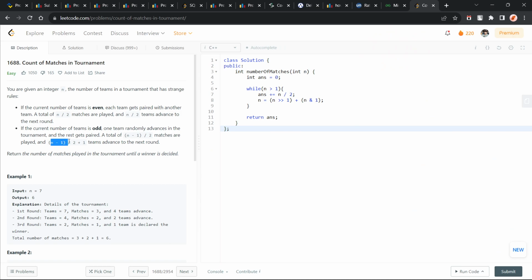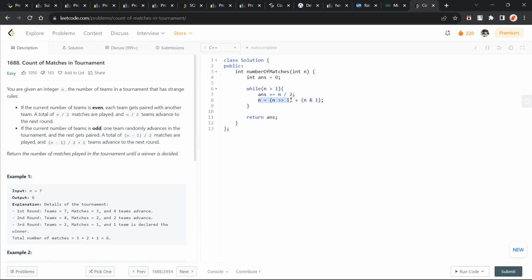So I can replace this (n minus 1) by 2 by n by 2 and then I have a plus 1. So that is exactly what I have done here. I initialize my answer with 0 for the number of matches, n is the number of teams, while n is greater than 1, that means there are at least 2 teams. What I am going to do is increment my answer value with n by 2, right? Why? I have already discussed, because this (n minus 1) by 2 will be equivalent to n by 2 when the value of n is odd, right?